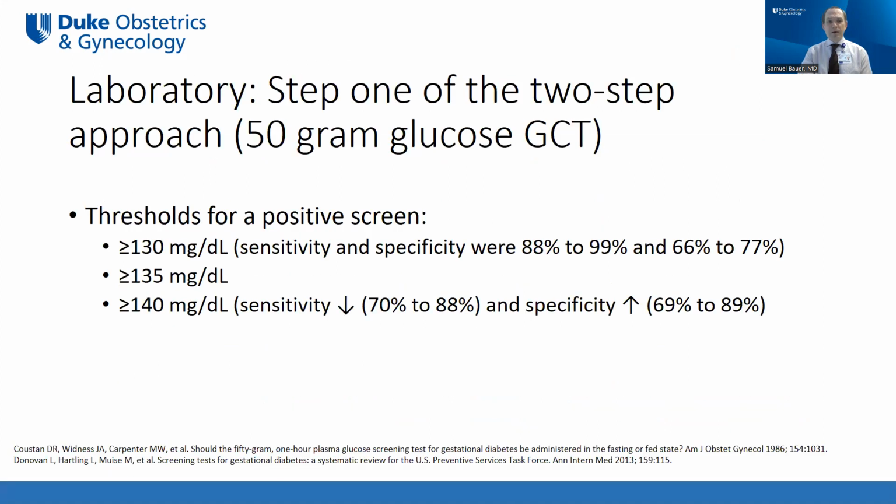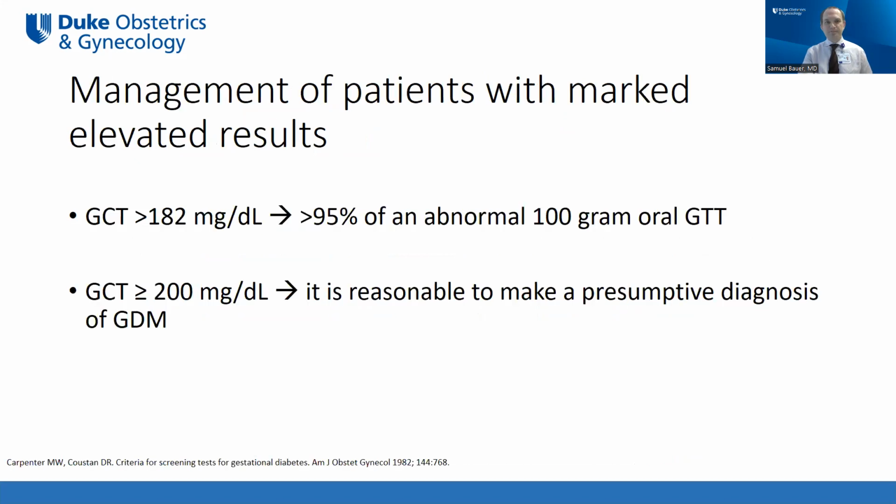From a laboratory perspective, when we're thinking about the thresholds, the important thing to keep in mind is that if you have an initial threshold of 130 or greater, you are going to have more sensitivity, and when you increase to 140, you will start to get some decrease in sensitivity, but you will get an increase in specificity. So it's a balance between the 2 tests.